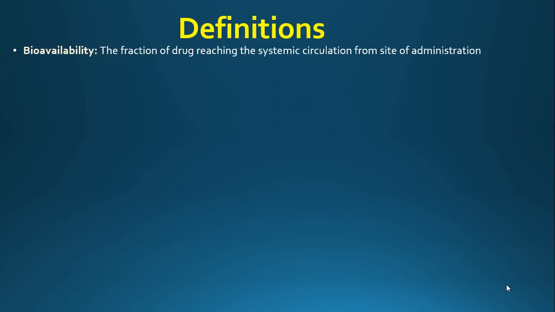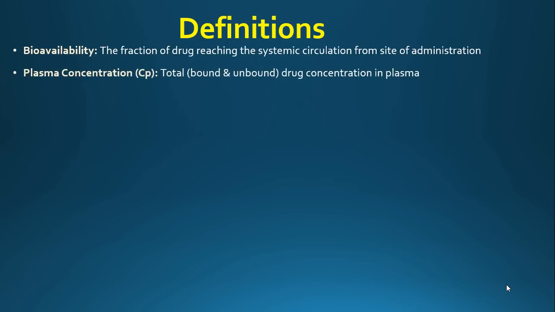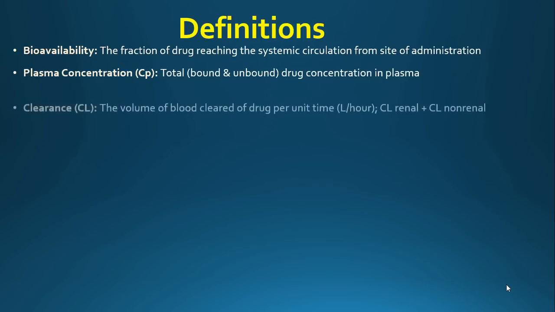A few definitions. Bioavailability: the fraction of drug reaching the systemic circulation from the site of administration. Most of the time we don't bother about that because when we give IV, bioavailability is 1, that's fine, but when you are converting IV to oral, then you require this knowledge. Second is the plasma concentration, that is the total, bound plus unbound. Why is this definition included here? So we'll know the limitation of therapeutic drug monitoring. The drug concentration in the plasma is a total drug concentration.